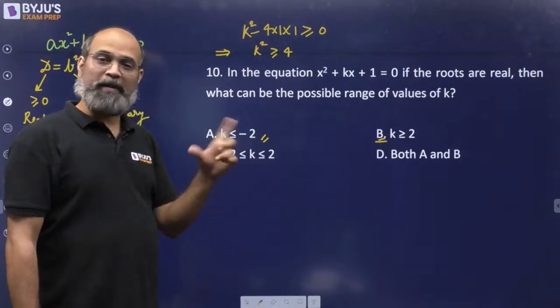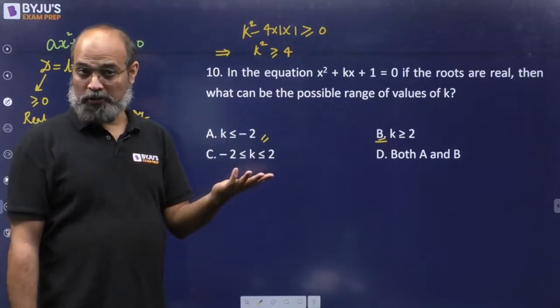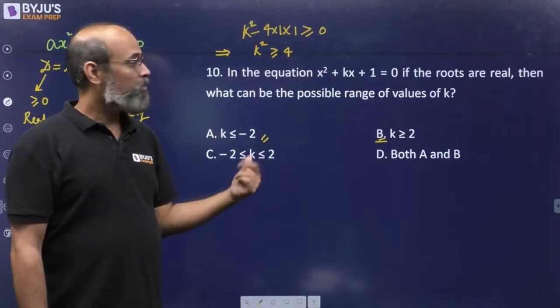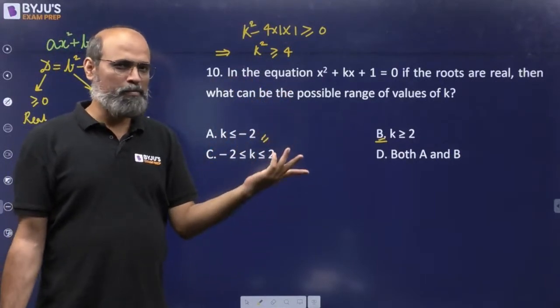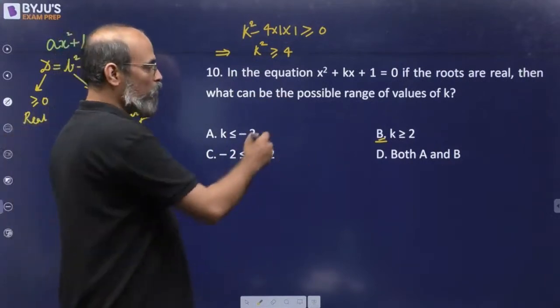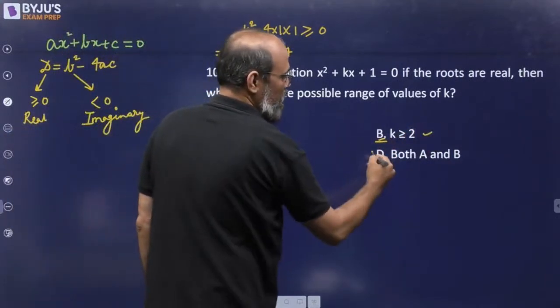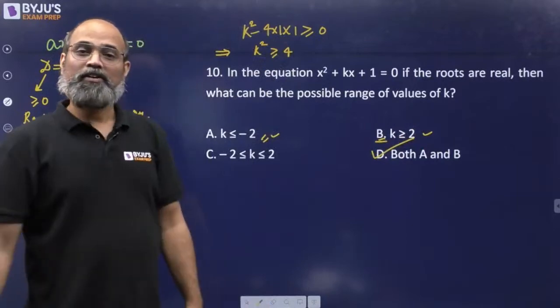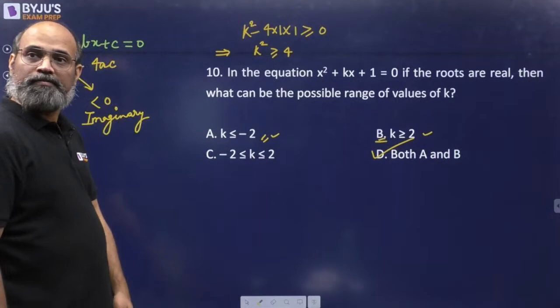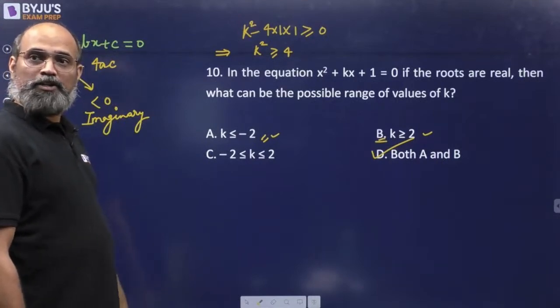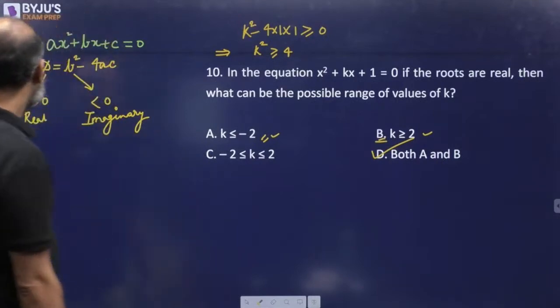But if you take a value between -2 and 2, suppose I take 0, 0 lies in this range. So is 0 squared greater than or equal to 4? No, 0 is not bigger than 4. So both will make sense. That means the correct option is going to be D, both A and B. Right? Right, Ashmita. Right, Deepak. Good, good.